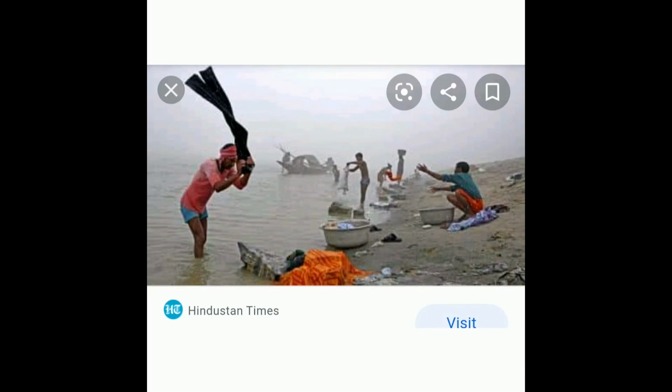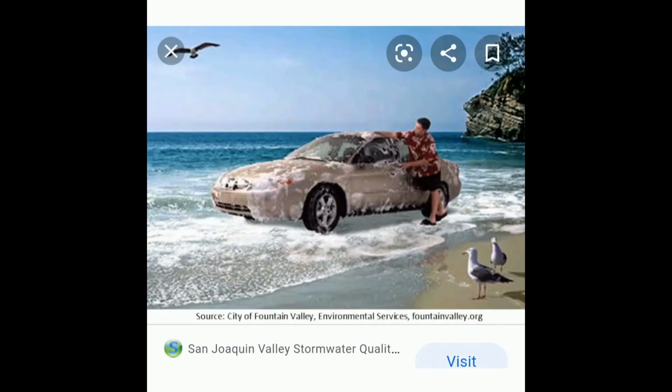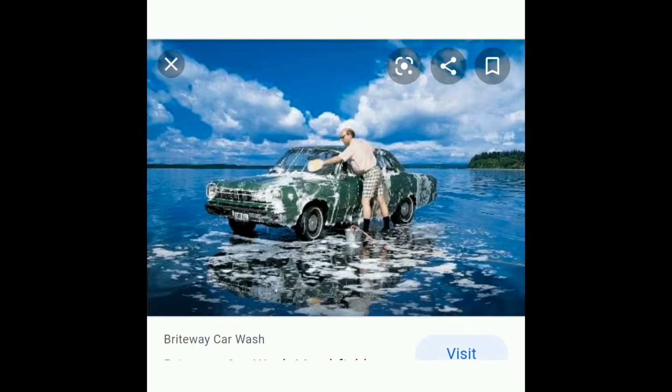Water can dissolve many substances. We studied that property of water. So, water is used to dissolve dirt. It is used for cleaning clothes, cleaning automobiles, cleaning cattle, and bathing themselves. By these activities, water bodies are polluted.